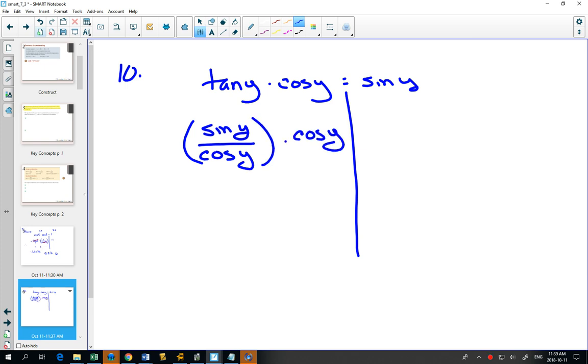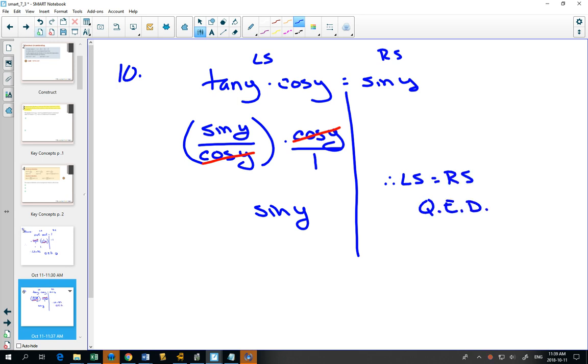And now what do I have? Multiplying fractions. If I multiply the fractions, are any of the factors identical? Yes. So I could simplify the cos and the cos, which would mean, what am I left with? Sine. Is my left side and my right side identical? Left side, right side? Yes. Therefore, the left side equals right side. QED. Oh, nice. Done. Done. Beautiful.